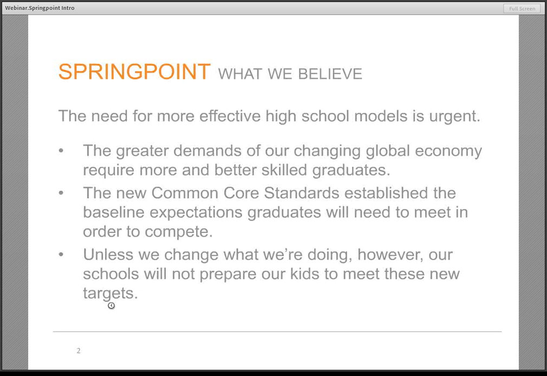First, what we believe at Springpoint. So the world has changed. The economy has gotten more complex. So there's a great challenge before us as educators because all of our kids will need deep knowledge and higher order skills to acquire all but the lowest paying jobs. So we really need to see significant increases in graduation rates and in college and career preparedness of our graduates.